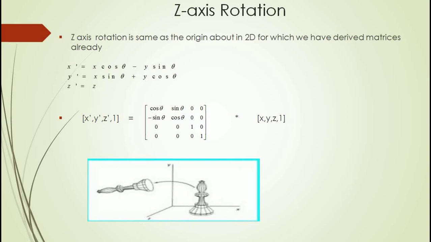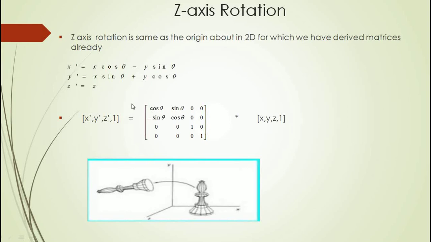As in the case of 3D, after performing the rotation about the z axis in an anti-clockwise direction, we get x dash equal to x cos theta minus y sin theta, y dash equal to x sin theta plus y cos theta, and z dash equal to only z. So this z dash value is unchanged and only the x and y values change.